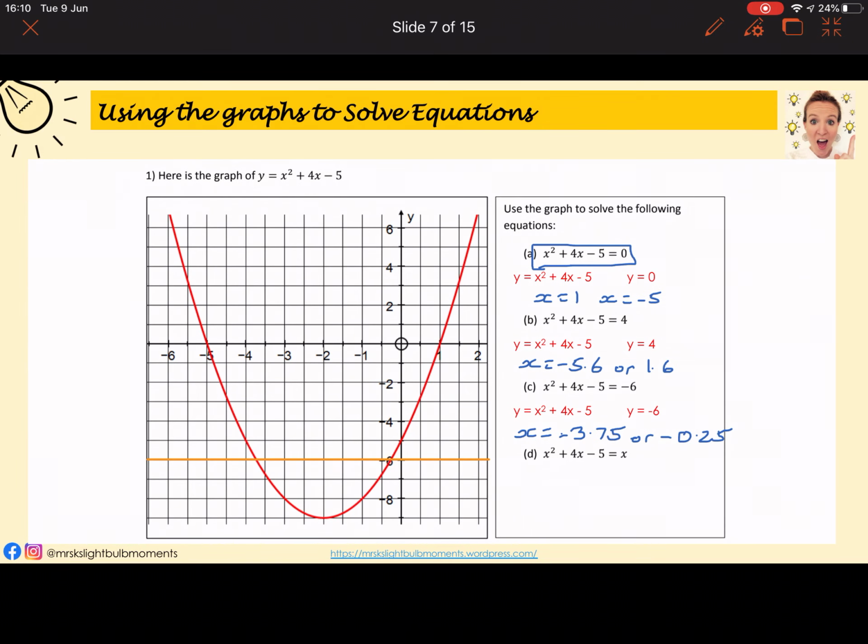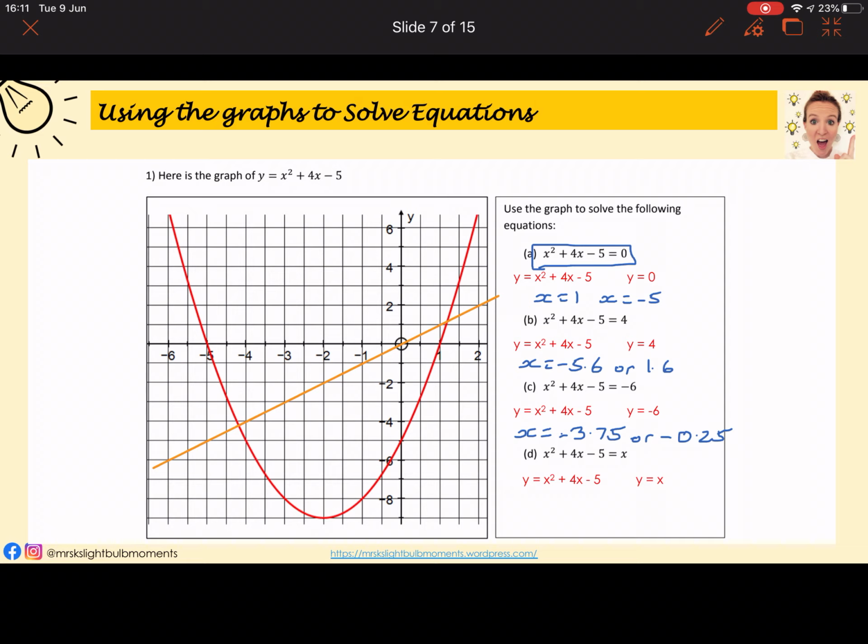Right, let's make it slightly more challenging. What about the last one? Can you work out what extra line we need to draw in? Yeah, let's have a look. Our left-hand side is exactly the same. The right-hand side is now y equals x. Now we know the line y equals x. Have a look at how I've drawn it.